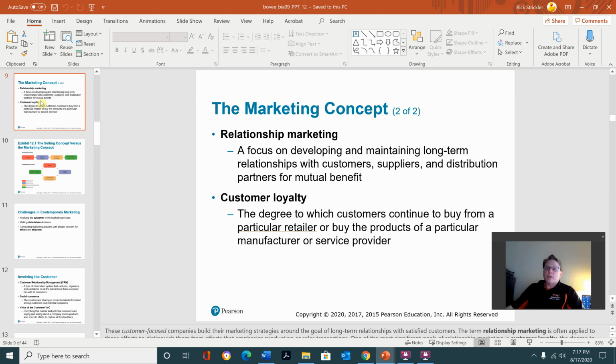Customer loyalty: the degree to which customers continue to buy. Obviously, if you have a long-time relationship with them, you're loyal and you keep buying from them. If you don't, then you switch. It's another reason why car salespeople have such a low value or a low opinion in the public sector in consumers' minds, because every time you go to buy a car, it's usually a different person, and the person that you bought one from last time is long gone. So there's no long-term relationship there.